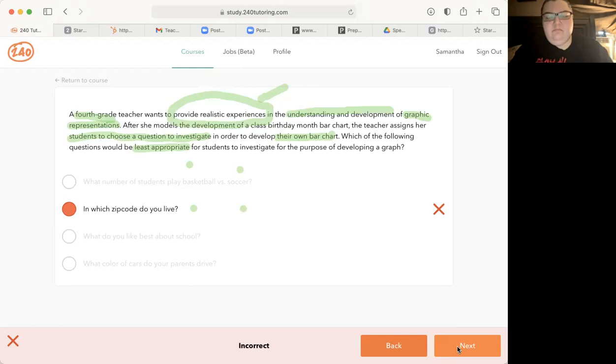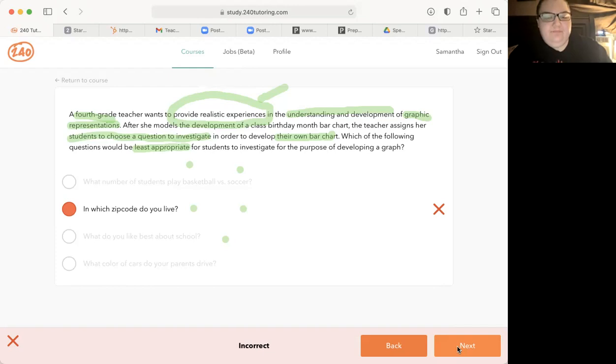What do you like best about school? They might say friends, they might say lunch, they might say my teacher, they might say math, they might say Jonathan, they might say Susie Q is the best. Basketball, football team. There's a lot of options. So I would say that C has a whole bunch of options.